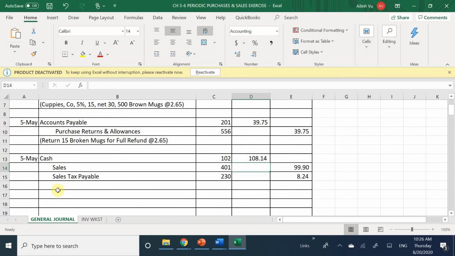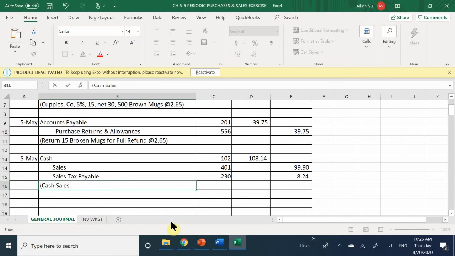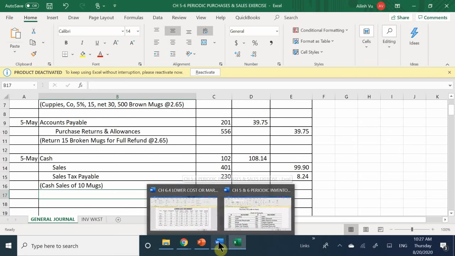108.14 is correct. All right. Now I'm going to go ahead and indicate here cash sales of 10 mugs. Everything okay there? All right. So let's go ahead and look at the next scenario.